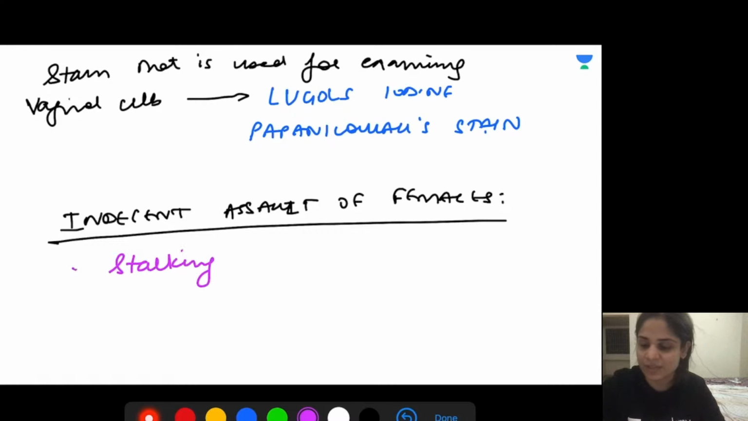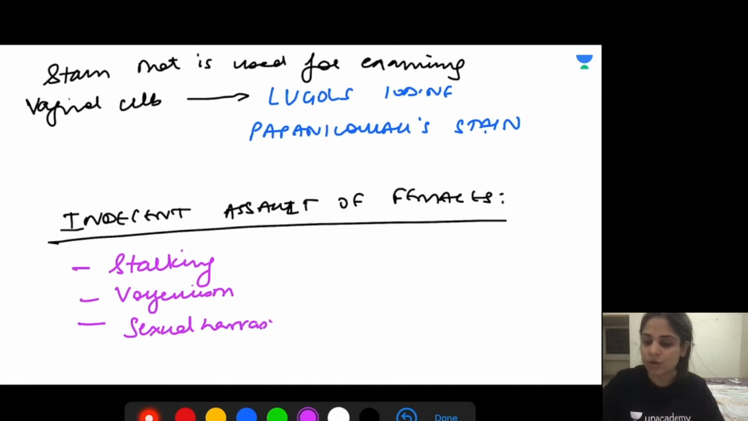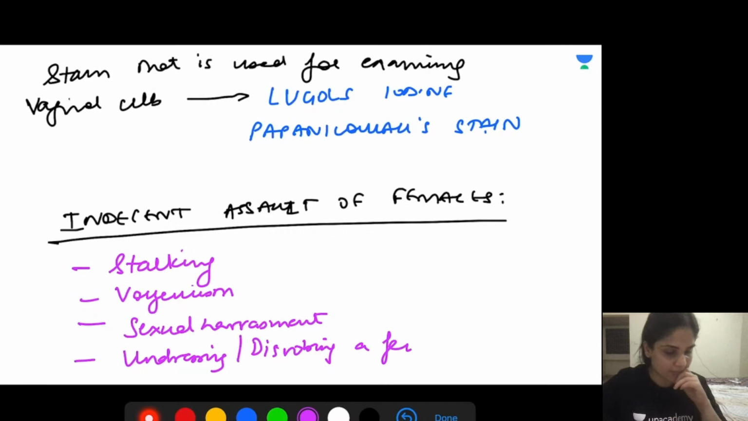So if you're stalking a female, following her, voyeurism, if you're watching her change, bathe, all of those things. Then sexual harassment often happens in public places, touching inappropriately in offices. So that is sexual harassment. And undressing or disrobing a female, all these are indecent assault of females. So all these are examples of indecent assault of females.